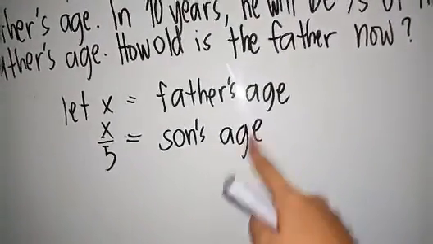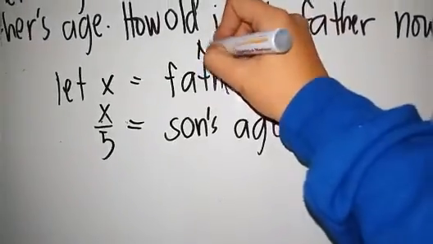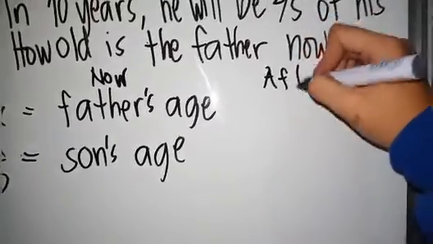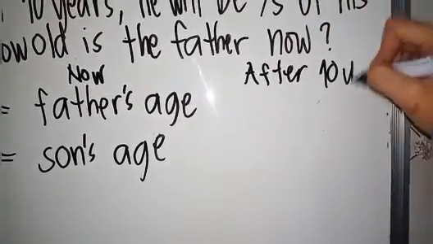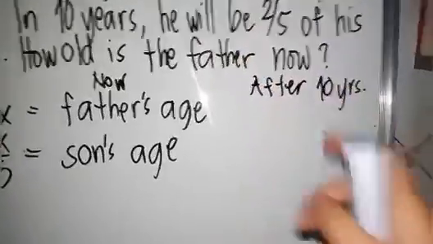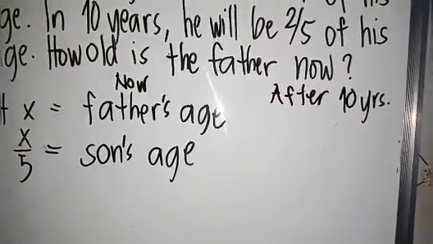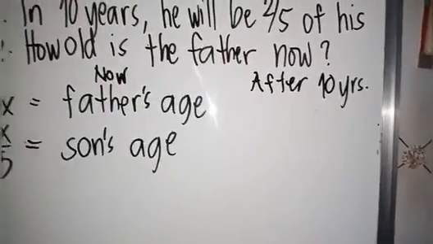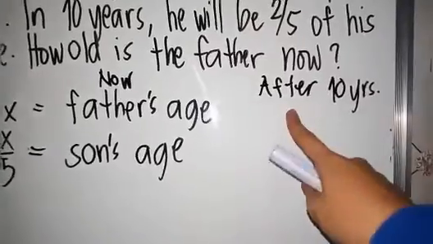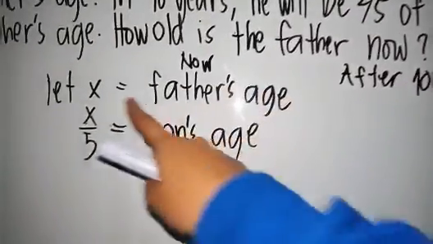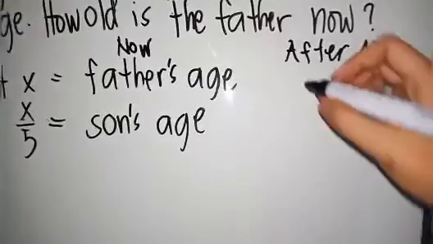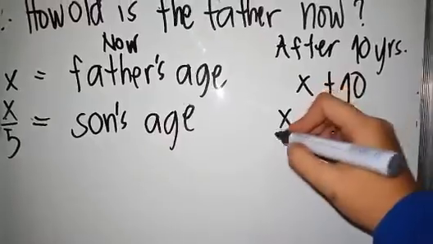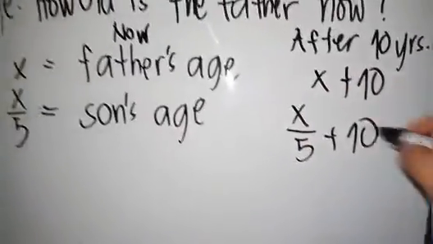Then, so, ito yung age nila ngayon. So, ito yung now. Kasi sinabi dyan in 10 years. So, after 10 years, so ilagay natin dito, he will be 2/5 of his father's age. So, magiging 2/5 na daw of his father's age si son. Okay, so kapag after 10 years kasi mag-add lang tayo ng 10 dito kasi nga pagkatapos daw ng 10 years. So, ito ay magiging x plus 10. Then, ito ay magiging x over 5 plus 10.